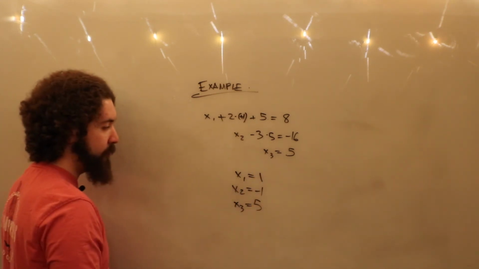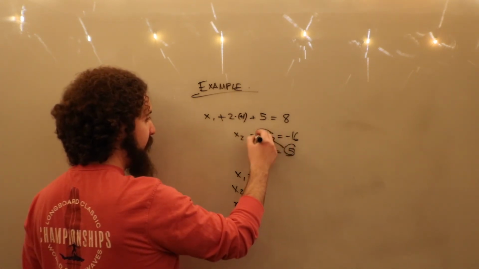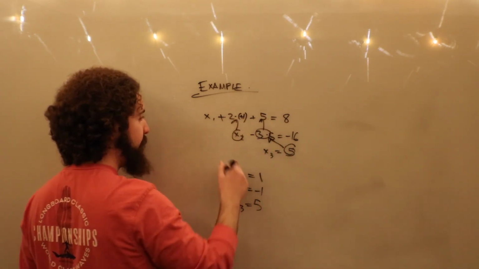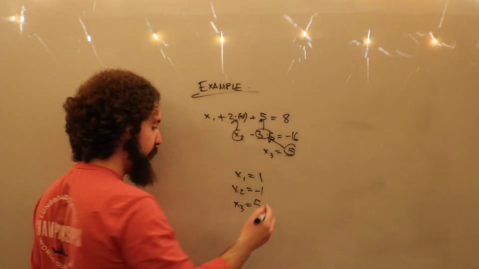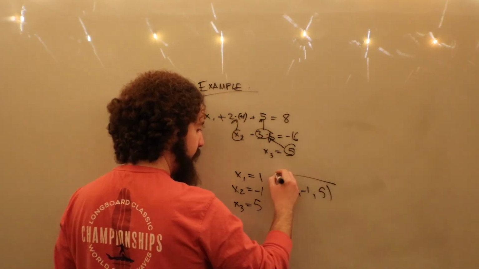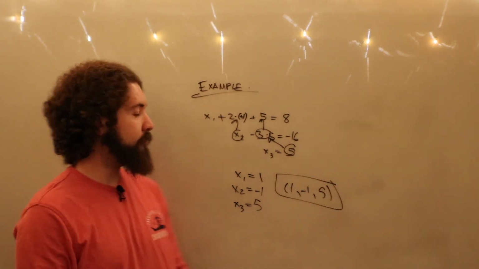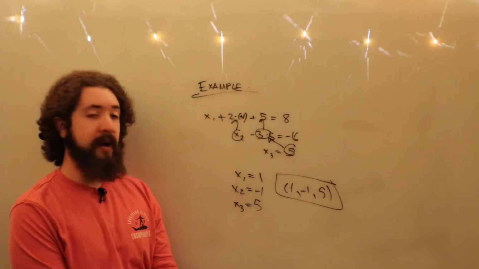And so we see how to do back substitution. You plug this value into here, you plug both these values into here, and we can write our final answer as an ordered triple here, as (1, -1, 5). Solving a system by back substitution when it's in row-echelon form.